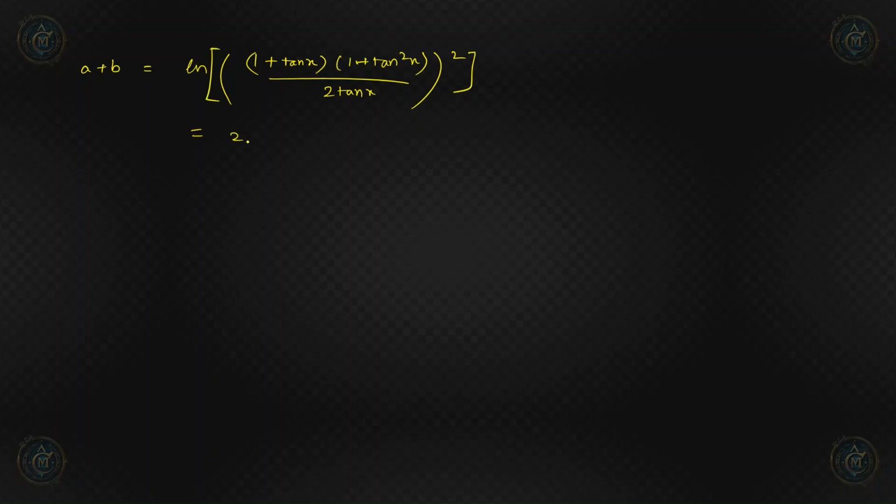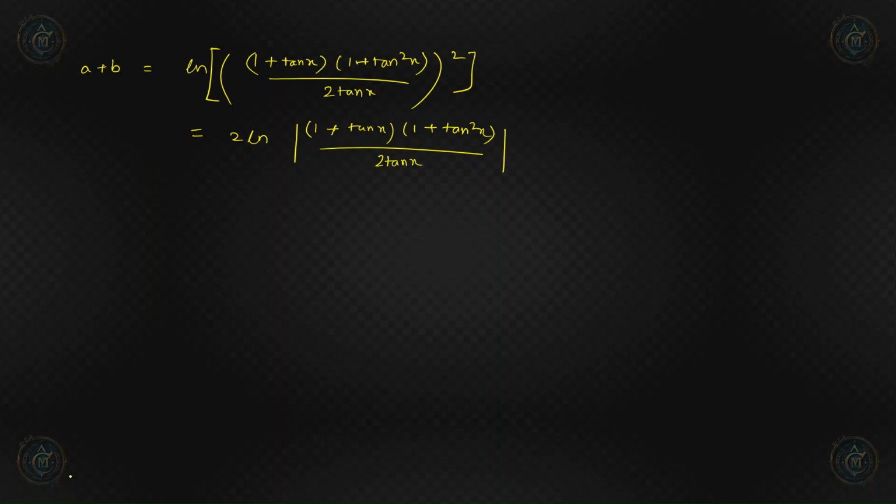So we have here a plus b equal to log of (1 plus tan x) times (1 plus tan square x) divided by 2 tan x, this whole square. But this we can again write as 2 log mod of (1 plus tan x) times (1 plus tan square x) divided by 2 tan x.